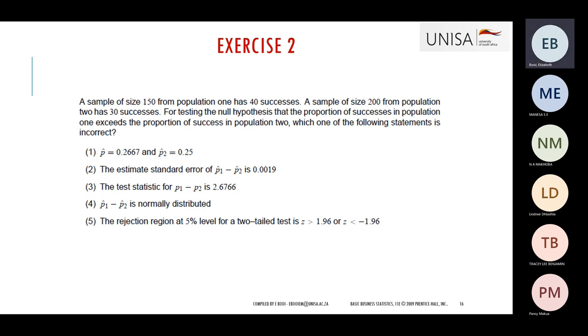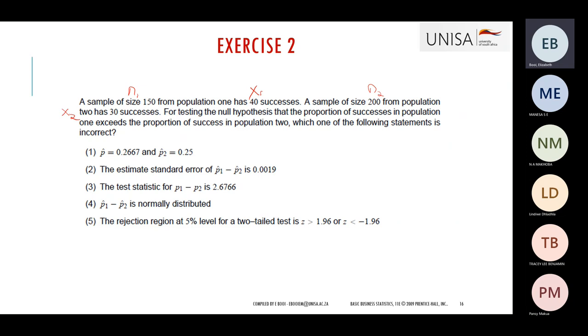Okay, let's look at number two. A sample size of 150 from a population has 40 successes. So we are given N and we are given X. And a sample size of 200 from a population has 30 successes. So this is N1, X1, and the next one, N2 and X2. That's what we are given.